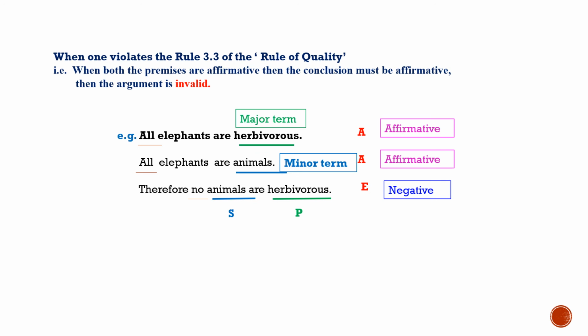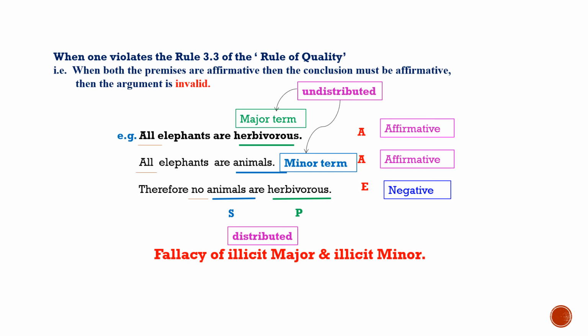Here, both the subject and the predicate term are distributed in the conclusion, whereas they are undistributed in the premises, because they are predicate of A proposition in the premises, whereas they are predicate of E proposition in the conclusion. So the whole argument commits the fallacy of both illicit major and illicit minor.